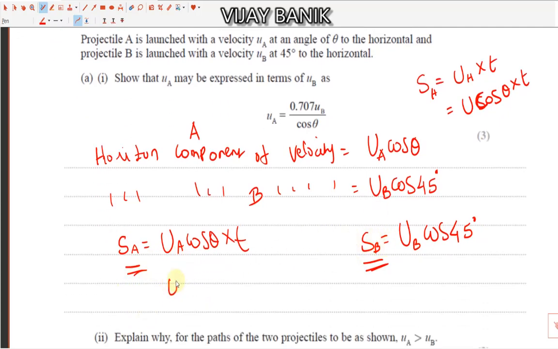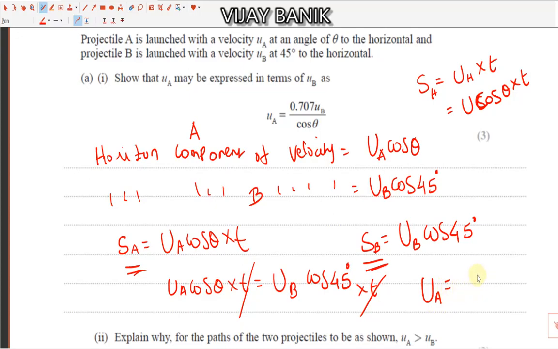So UA cos theta times t is equal to UB cos 45 times t. The t's cancel, and you make UA the subject of the formula. UA is equal to UB cos 45 divided by cos theta. Cos 45 is 0.707. So hence proved.